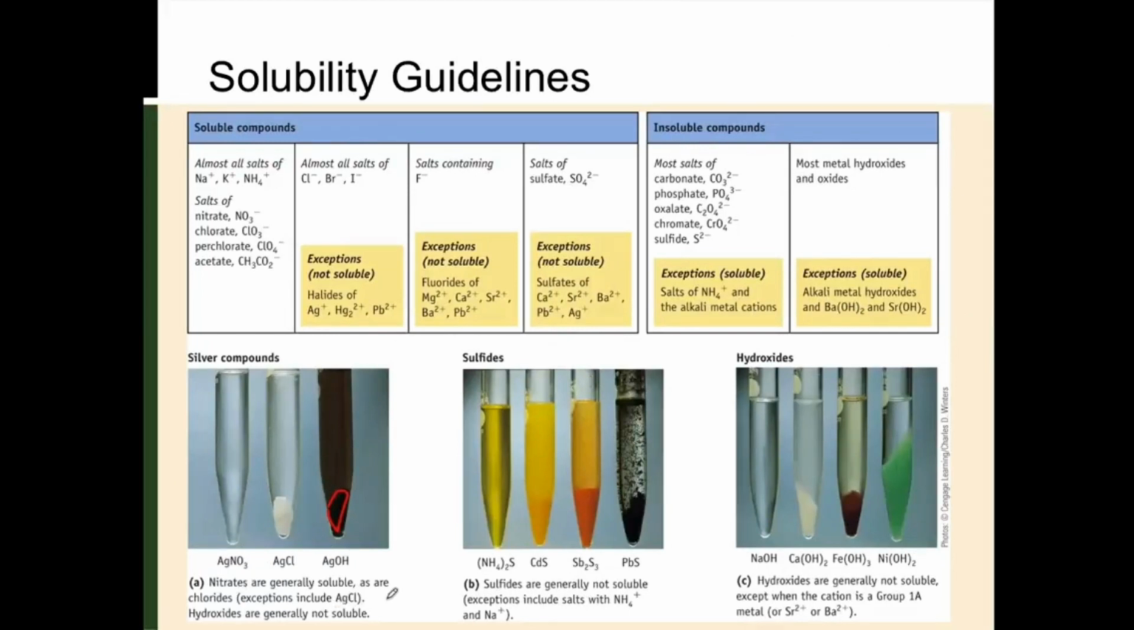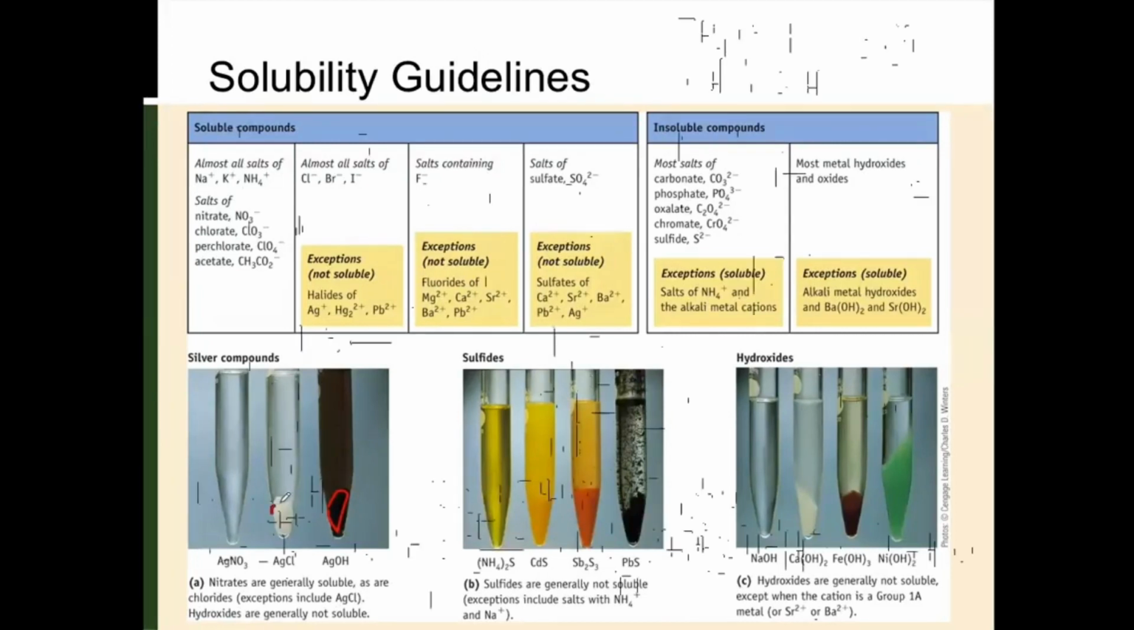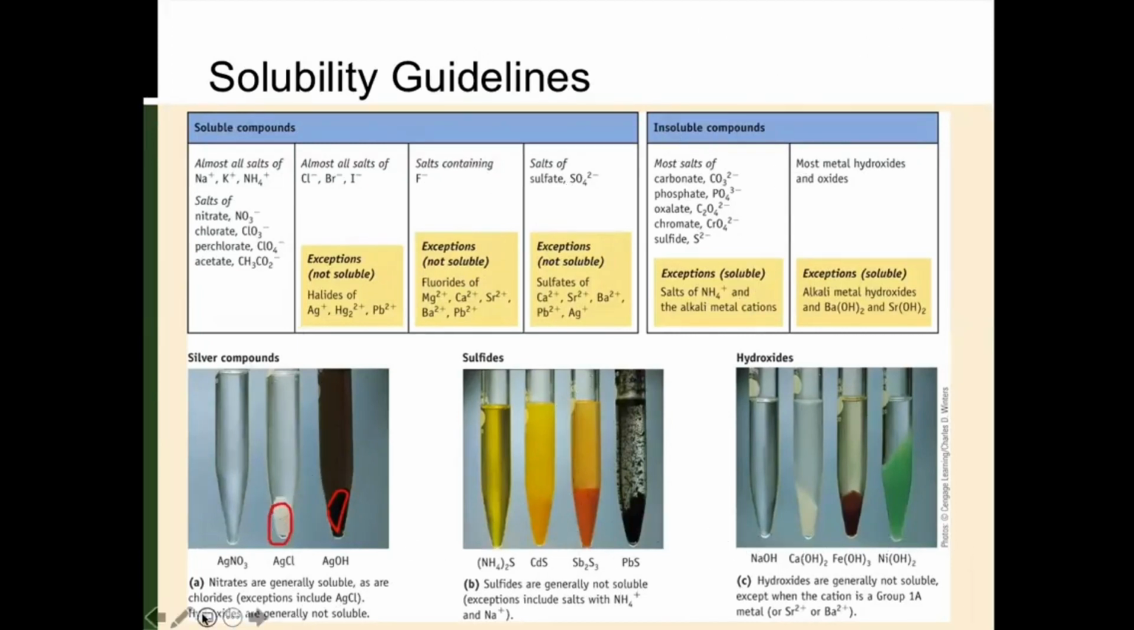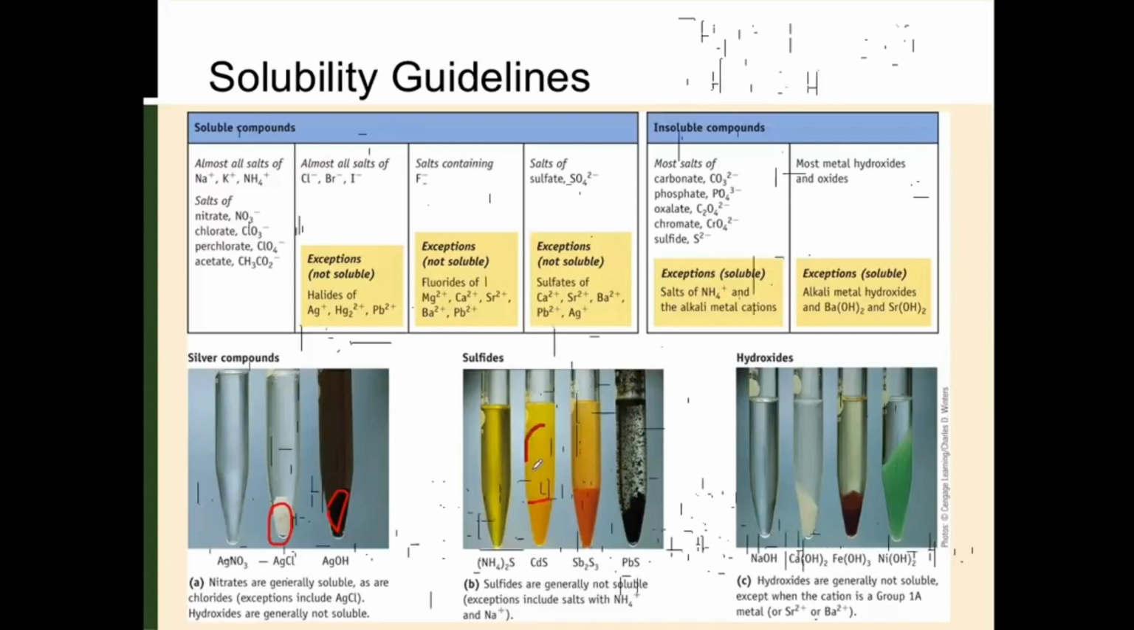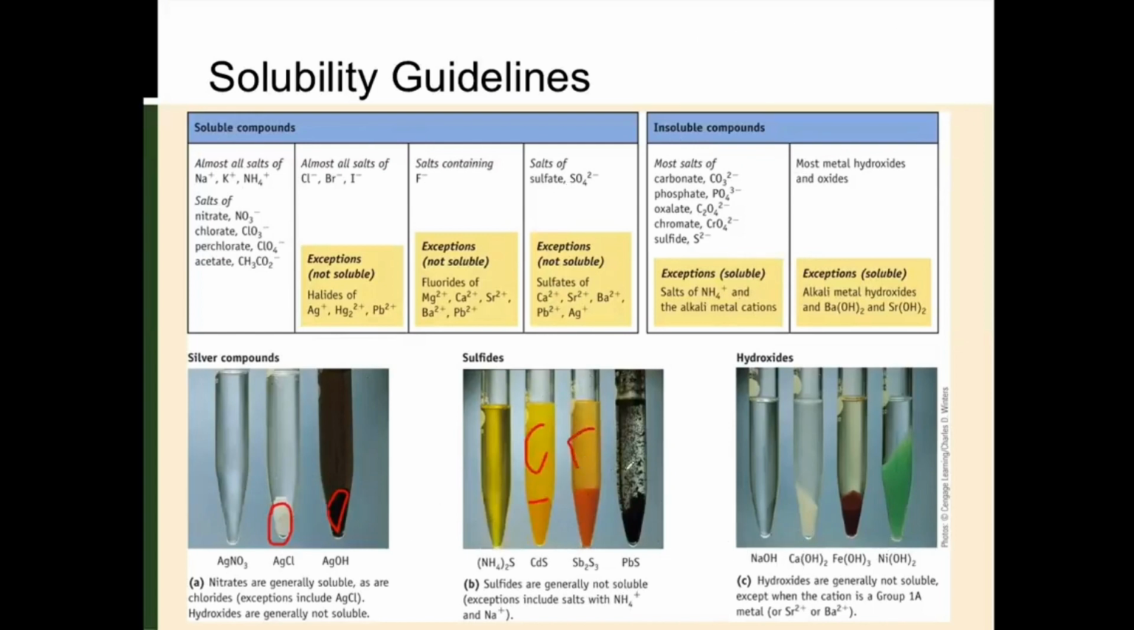So nitrates are generally soluble, as are chlorides. Exceptions include silver chloride, which is here, you can see, and hydroxides are generally not soluble, although there is a little bit of solubility. Sulfides are generally not soluble, but exceptions include ammonium sulfide and sodium sulfide. So you can see here, generally not soluble. There is a little bit in solution, but generally not soluble.